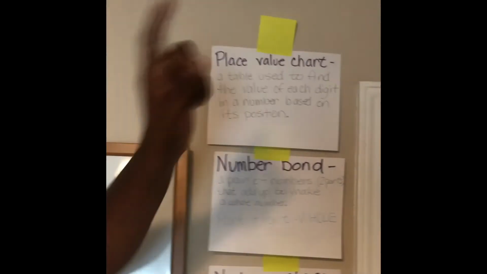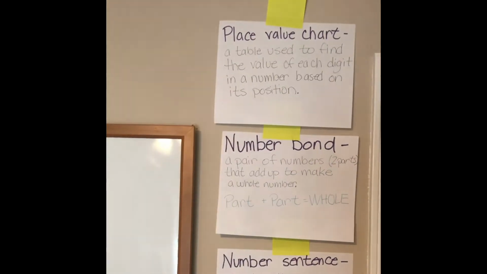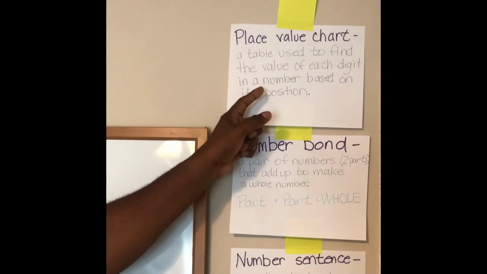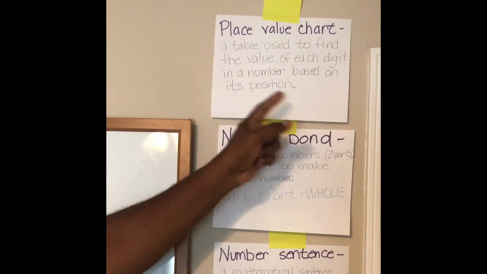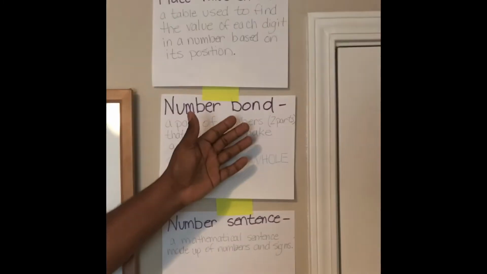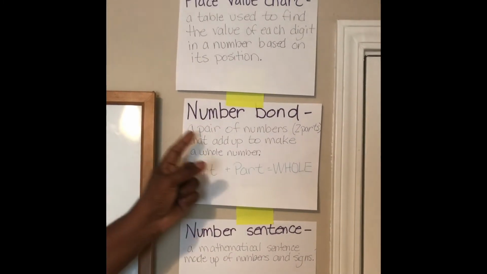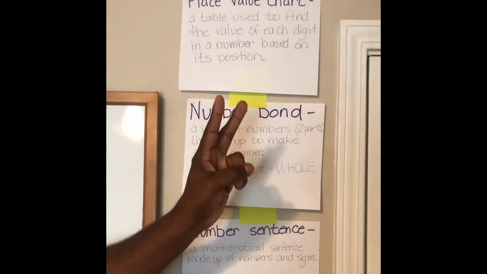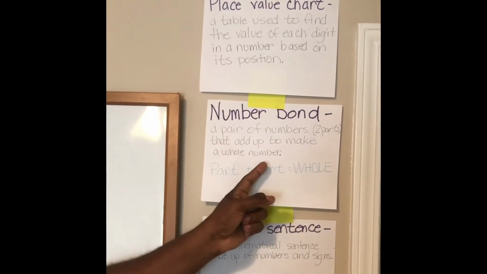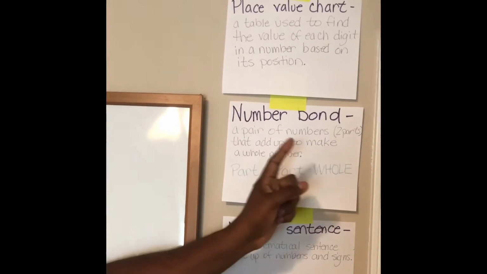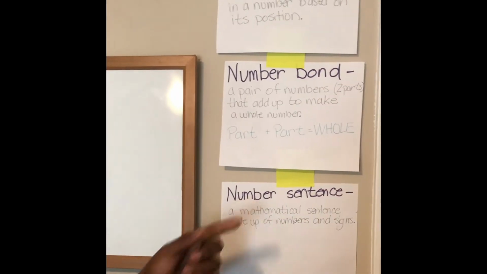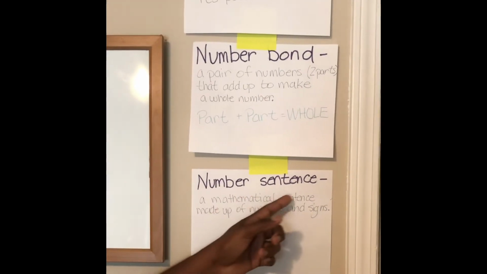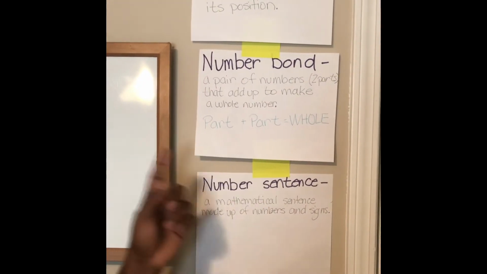So our first term is a place value chart. A place value chart is a table used to find the value of each digit in a number based on its position. And our second vocabulary term is a number bond. A number bond is a pair of numbers, two parts that add up to make a whole number. So it is part, whole. And our last vocabulary term is a number sentence, which is a mathematical sentence made up of numbers and signs.